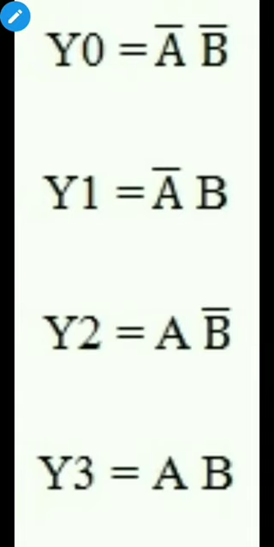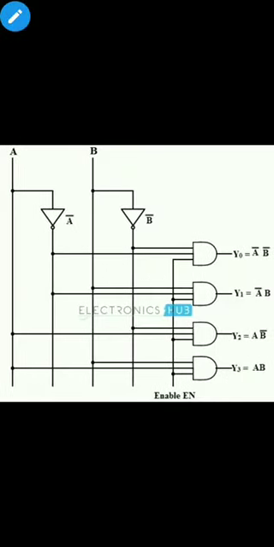We will see the expression for the outputs. Y0 is equal to A bar B bar, Y1 is equal to A bar B, Y2 is equal to AB bar, Y3 is equal to AB. Finally, let's see the logic diagram of decoder circuit. It consists of NOT gates and AND gates. Now, let us go for the mobile application to simulate the decoder circuit and verify its truth table.